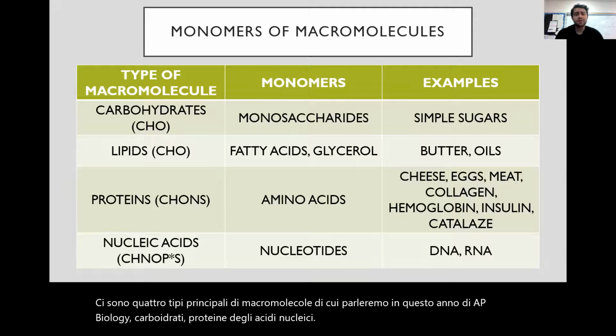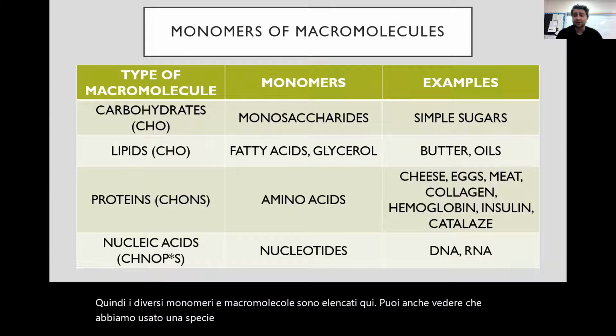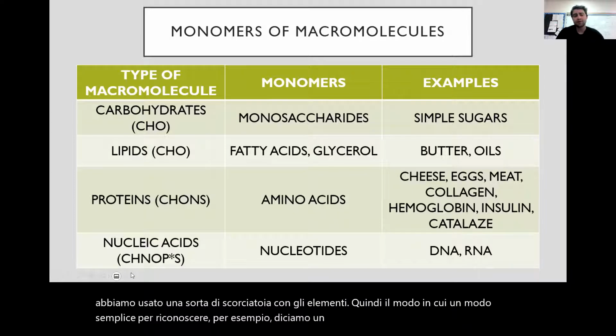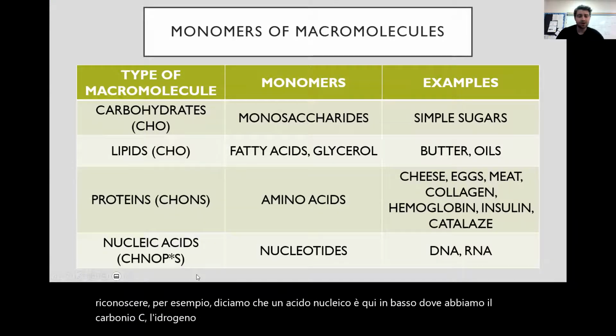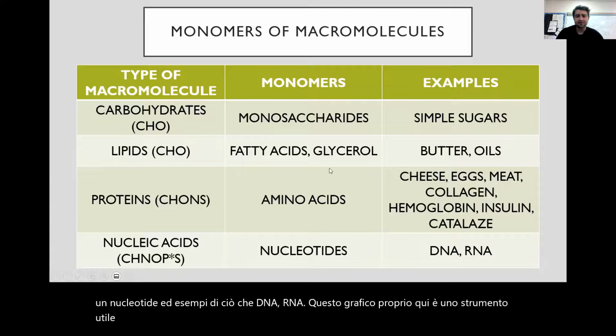So the different monomers of macromolecules are listed here. You can also see that we've used kind of the shortcut with the elements. So the easy way to recognize, for instance, a nucleic acid is down here at the bottom, where we would have carbon, C, hydrogen, nitrogen, oxygen, phosphorus, and sometimes sulfur. The monomer would be a nucleotide, and examples of it would be DNA and RNA. This chart right here is a useful tool to use, and knowing the elements as well as different monomers and examples will be very useful.